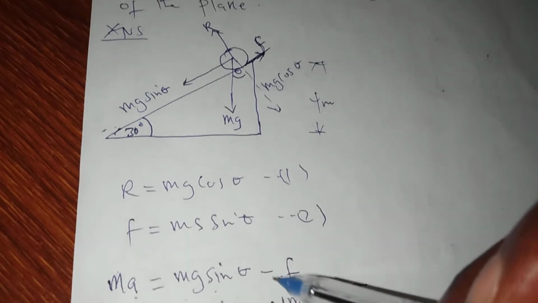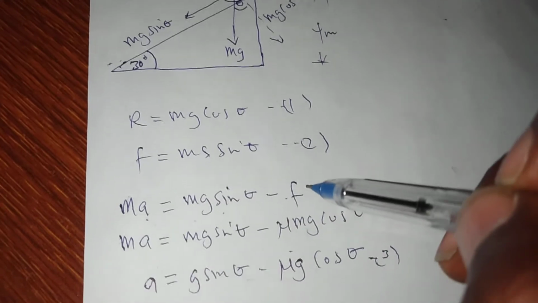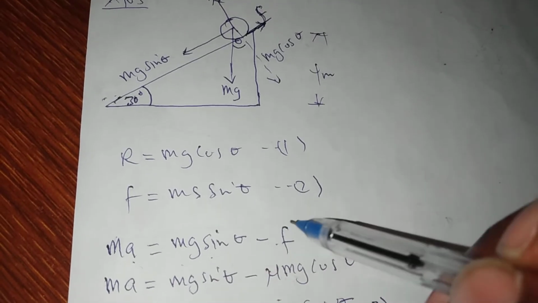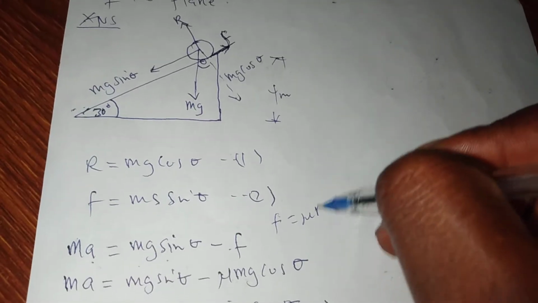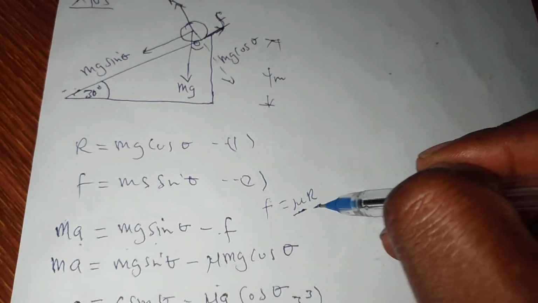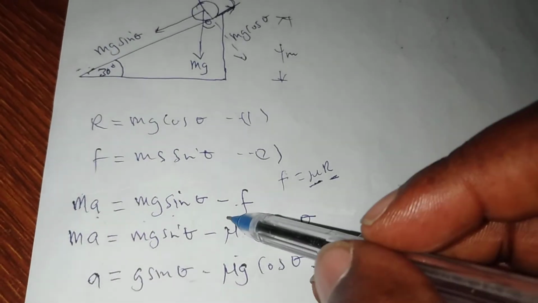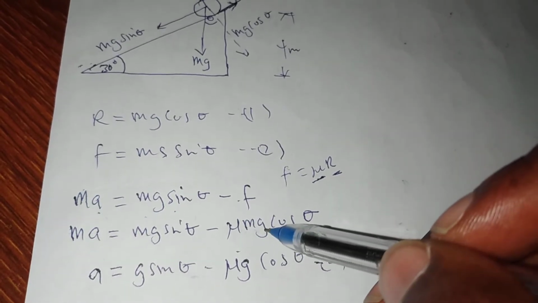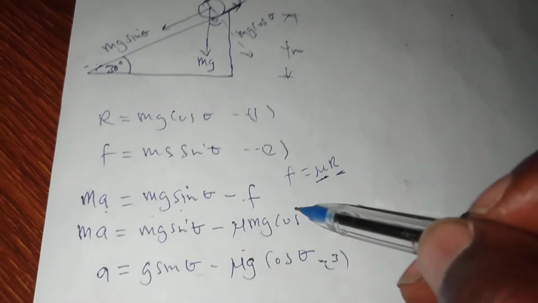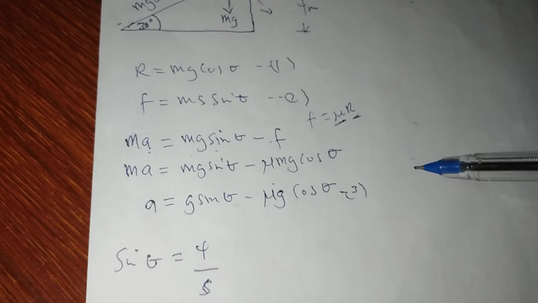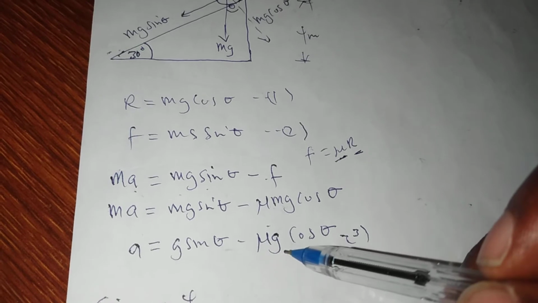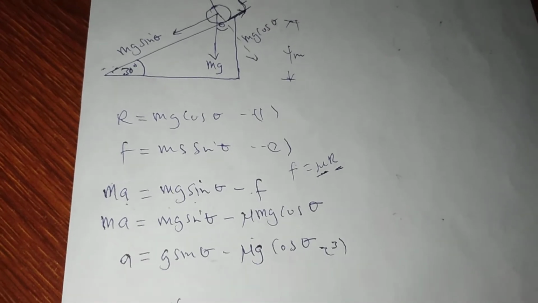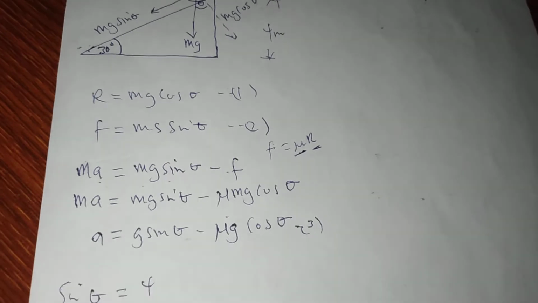Now, the question did not give us friction, it gave us the coefficient of friction, and therefore we have to rewrite the friction equation in terms of the coefficient of friction. The friction F is equal to mu R, that is the coefficient of friction multiplying the normal reaction. So if we replace that, we get the friction to be mu m g cos theta. That is how we have this equation, so that if we take the masses out, then we have a equal to g sine theta minus mu g cos theta. So this is the equation we have moving forward.